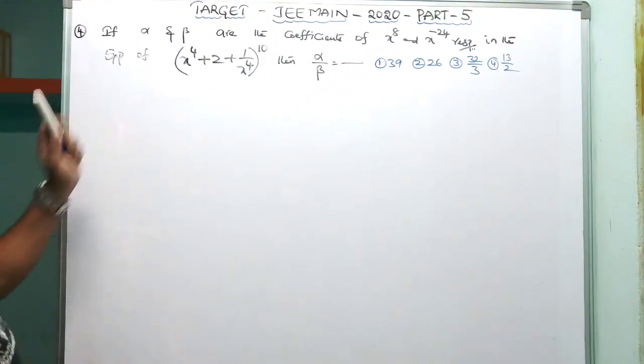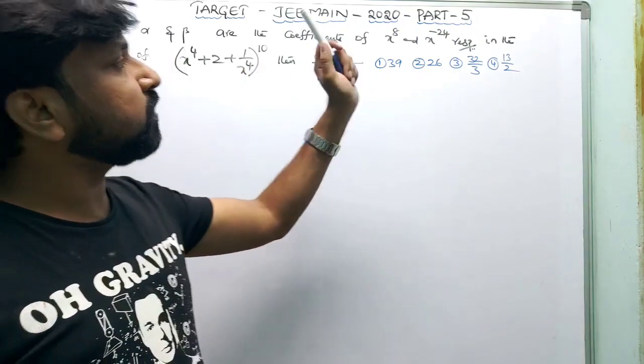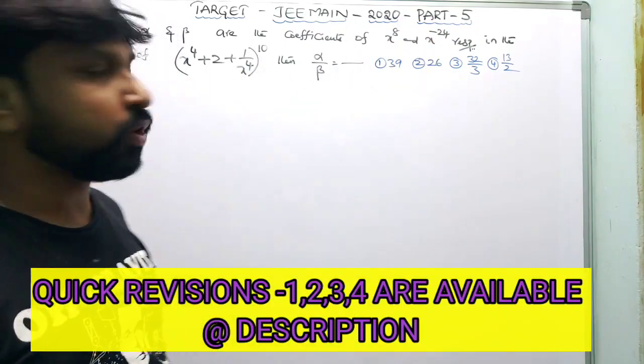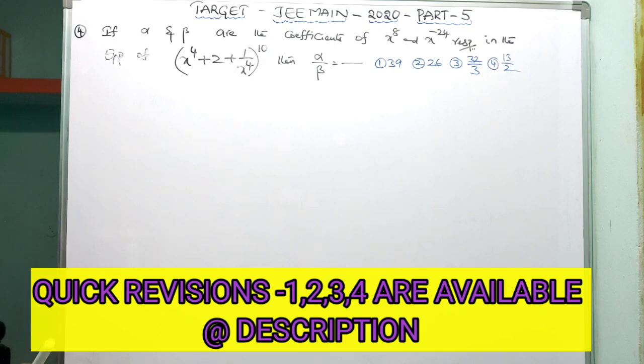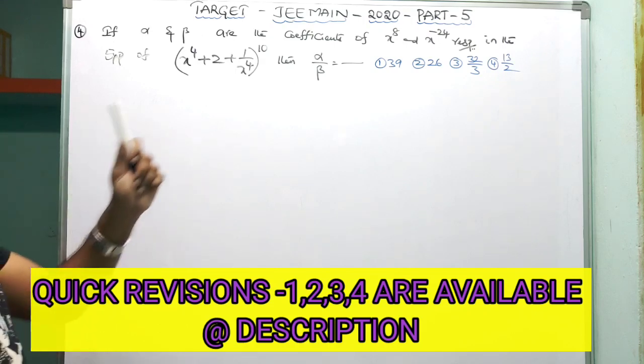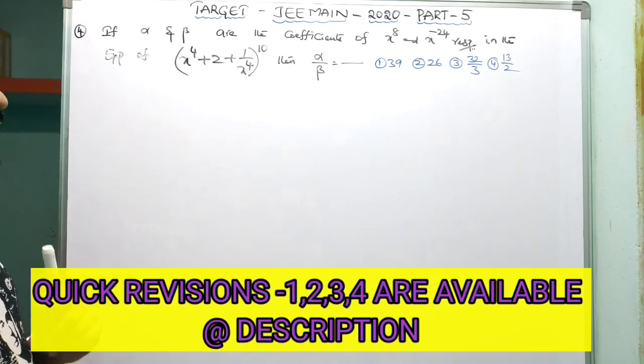Coming to next model, if alpha and beta are the coefficients of x power 8 and x power minus 24 respectively in the expansion of x power 4 plus 2 plus 1 by x power 4, whole power 10, then alpha by beta is equals to dash.